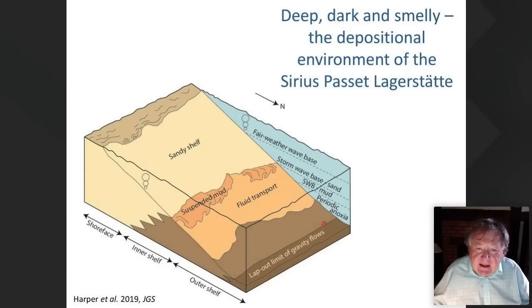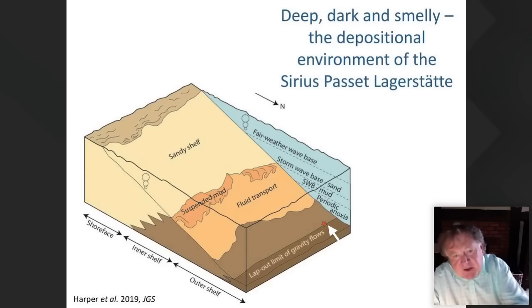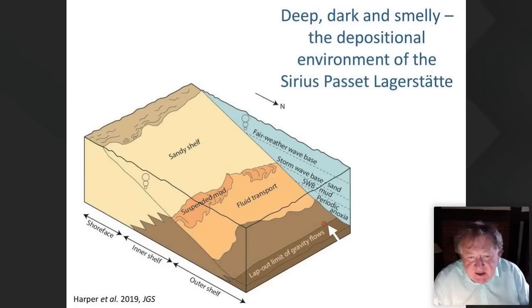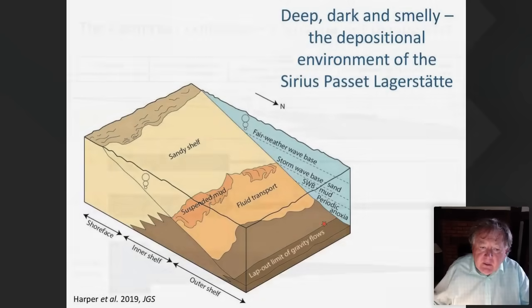So last few slides, we can put all of that together into an environment in which the Sirius Passet locality is indicated by the red star. It's sitting right at the limit of where sediment transport in these storms would reach. So we've got storms on the shelf, greatly exaggerated gradient. Storms on the sandy shelf, kicking up sediment. It flows out across the very gentle slope below storm wave base into that oxygenated zone. It buries our microbial mats. It preserves our Sirius Passet organisms right at that shelf slope break.